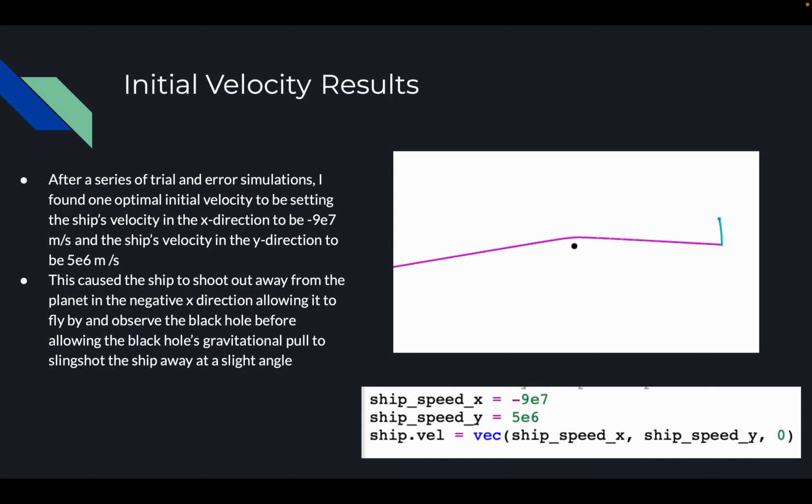After a series of trial and error simulations, I found one optimal initial velocity to be setting the ship's velocity in the x direction to be negative 9 times 10 to the 7th meters per second, and the ship's velocity in the y direction to be 5 times 10 to the 6th meters per second. This caused the ship to shoot out away from the planet in the negative x direction, allowing it to fly by and observe the black hole before allowing the black hole's gravitational pull to slingshot the ship away at a slight angle.